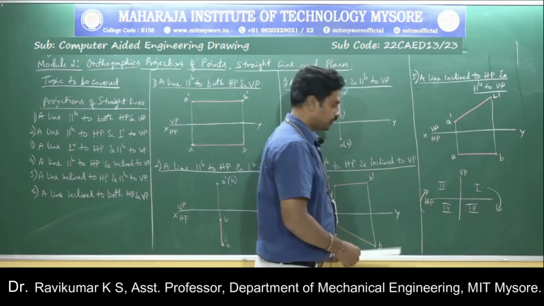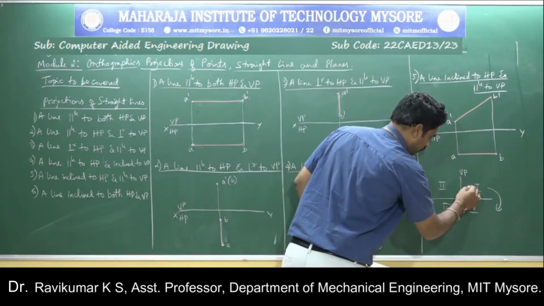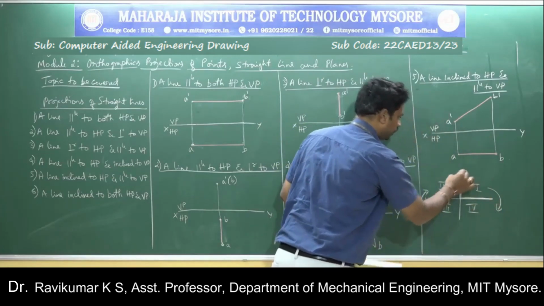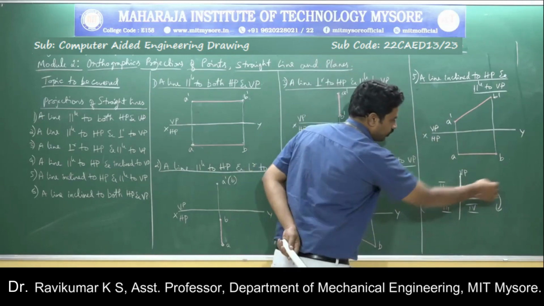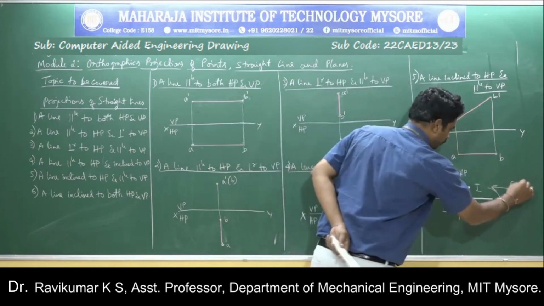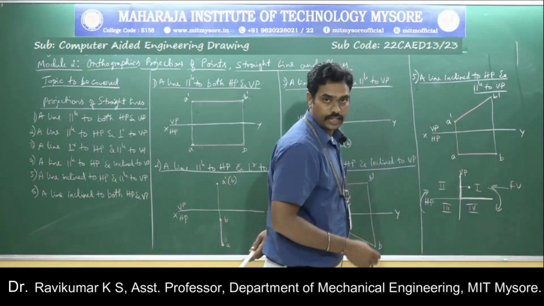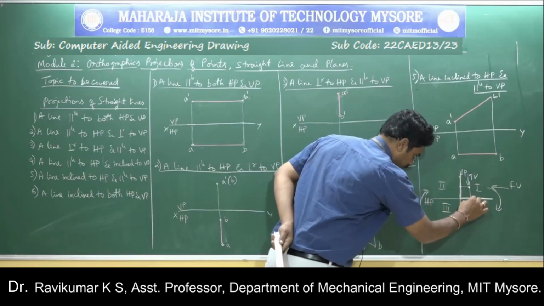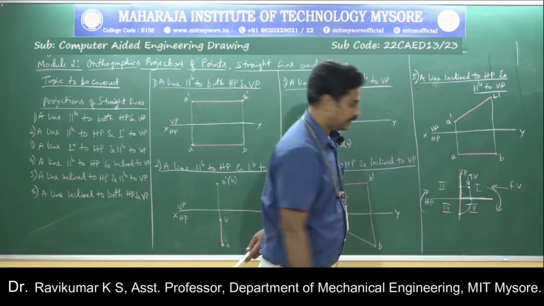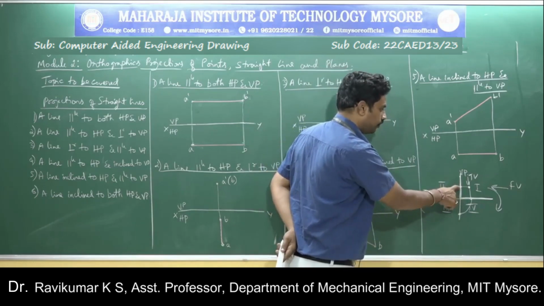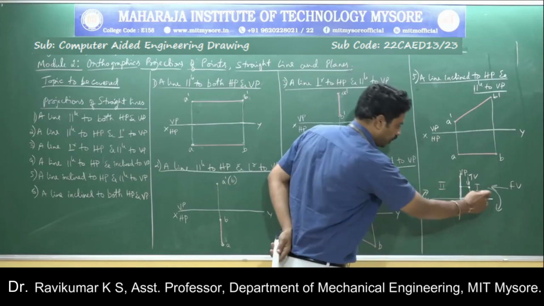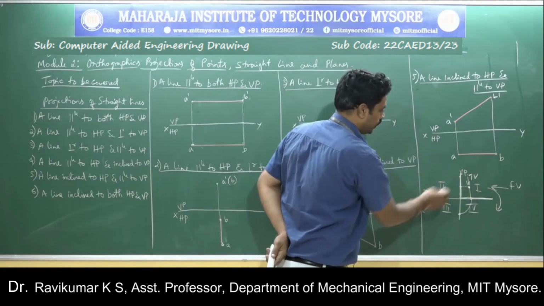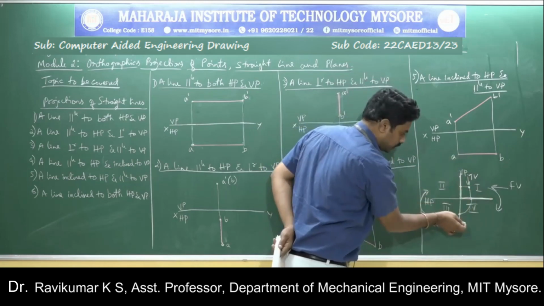When you tilt the horizontal plane clockwise, look at here, if a point is located in the first quadrant, our study on lines is only the first quadrant, so concentrate only on the first quadrant. The front view of this point will be on VP like this, so it is above the XY line. The top view will be tilted to below the XY line. This will be the top view. So front view will be above the XY line, top view will be below the XY line. When you tilt the horizontal plane, it comes below the XY line. So in the first quadrant, the vertical plane remains above the XY line, the horizontal plane remains below the XY line.